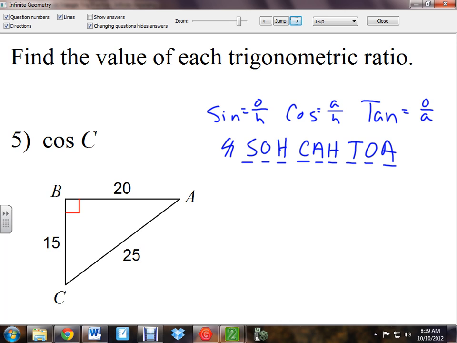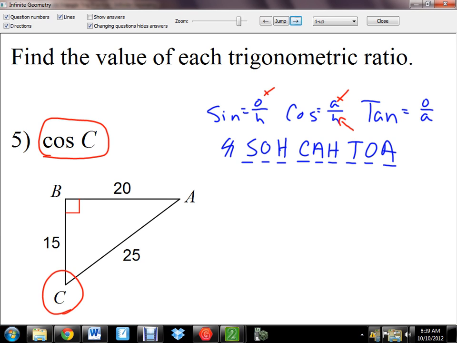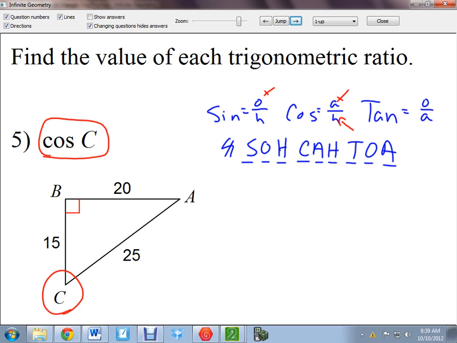Now the reason why we need to know that is because whenever I'm asked to find something like the cosine of C here in this problem, I have to look at angle C, and the first thing that you'll need to do is label the triangle relative to that angle. So we have three labels that we can use. We can use the opposite, the adjacent, or the hypotenuse. Those are the only three labels that we could use.